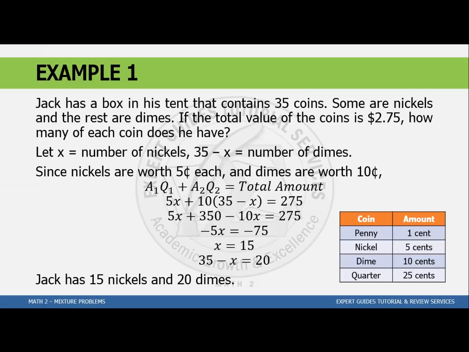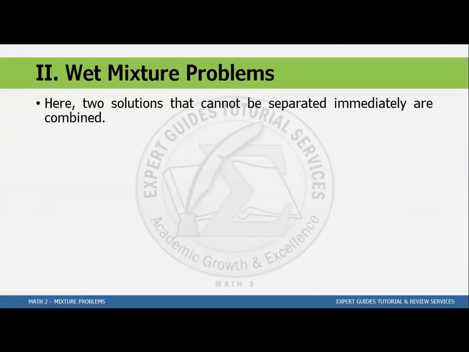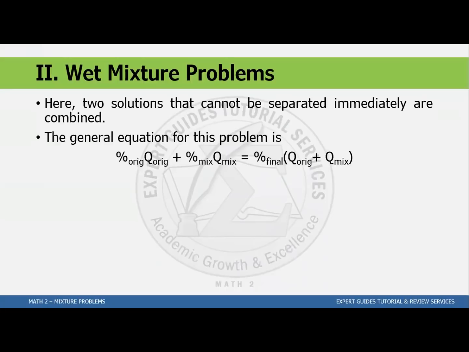Alright, so now let's go to the second type of mixture problem, yung mga wet mixture problems. So if you're combining two solutions or two substances that cannot be separated immediately, then you have a wet mixture problem. So the general equation that we follow is as follows.